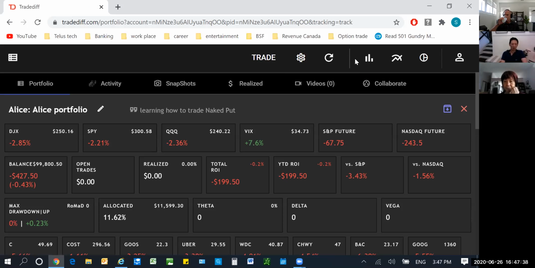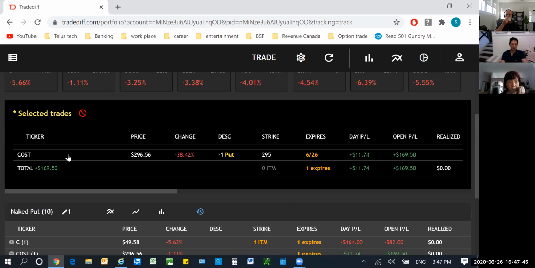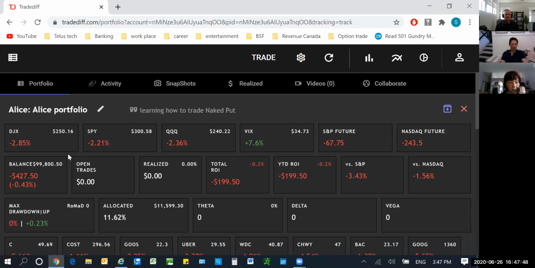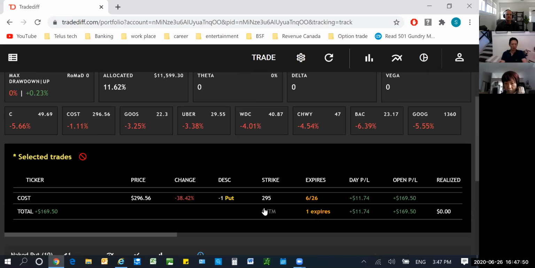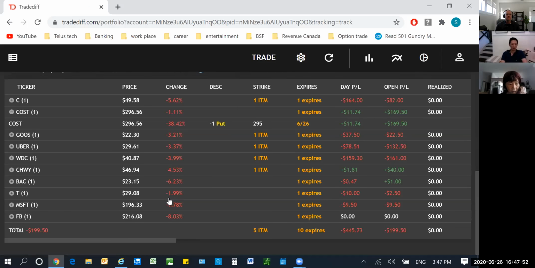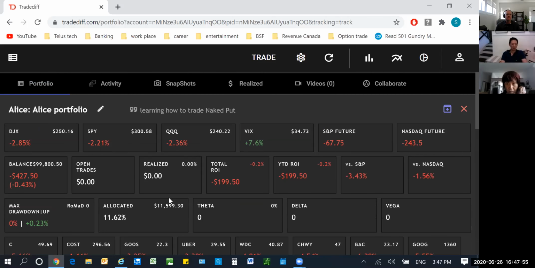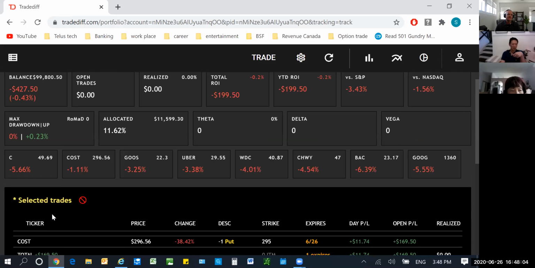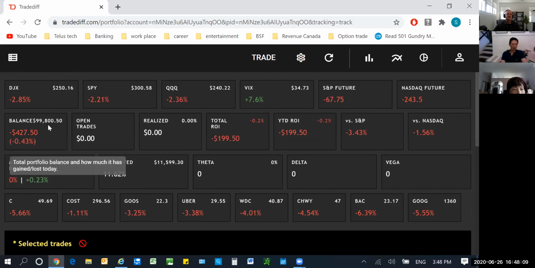I just want to ask you a couple quick questions. Do you know what number tells you how much your portfolio has made today? Well, where is it? It's up at the top right, the balance. It says balance on the left. Every day you open your portfolio, it says balance. Today you lost $427.